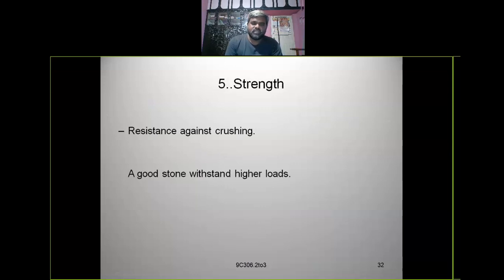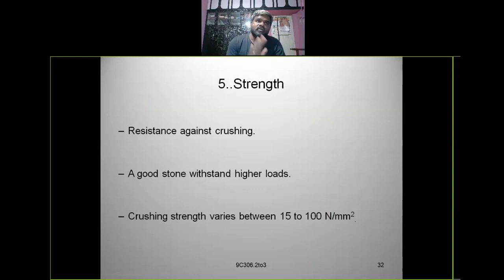Strength. There is a difference between hardness and strength. Hardness is resistance against wear and tear. Strength is resistance against crushing. A good stone withstands higher loads. Crushing strength varies from 15 to 100 Newton per mm square.